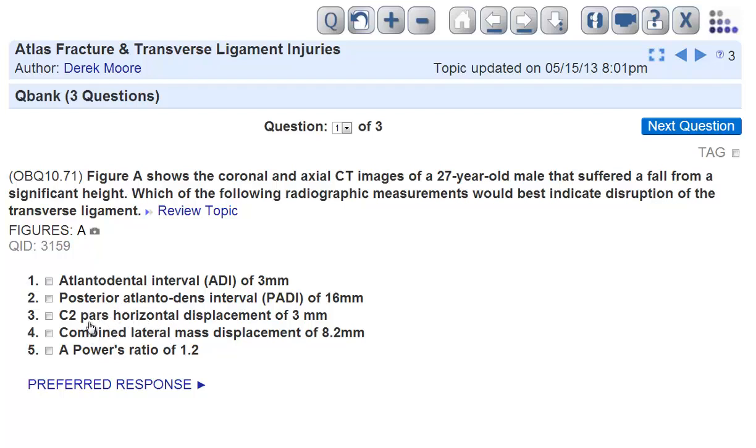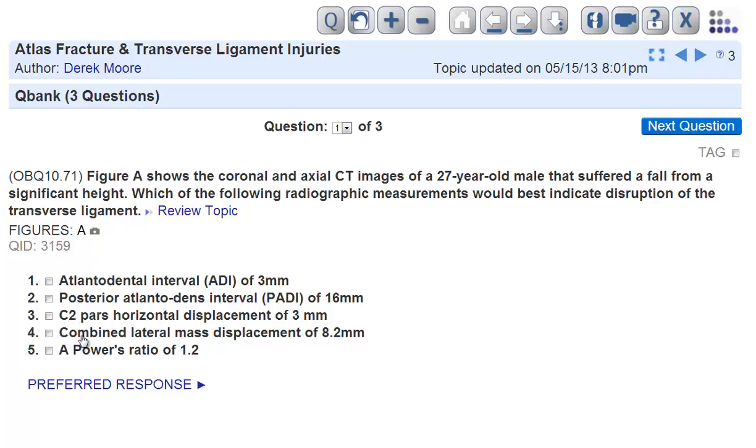Posterior atlantodens interval of 16 millimeters. This is the same as your SAC. An SAC of less than 13 millimeters indicates that your dens has migrated posteriorly. So a space available for the cord of 16 millimeters would mean that your dens has not migrated posteriorly significantly, and therefore your transverse ligament is probably intact.